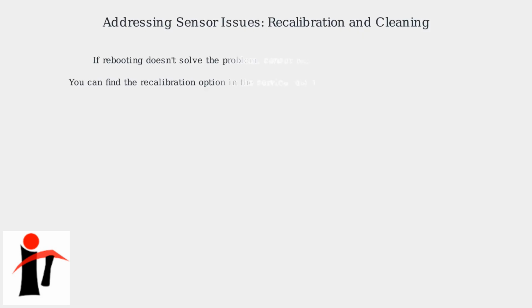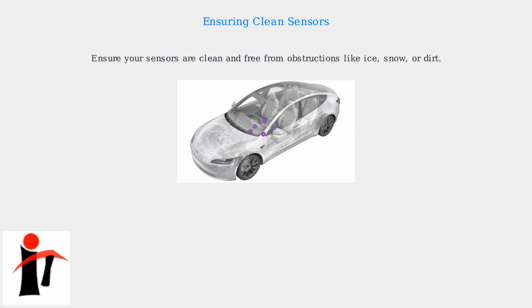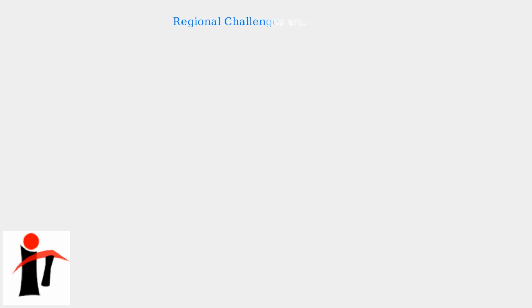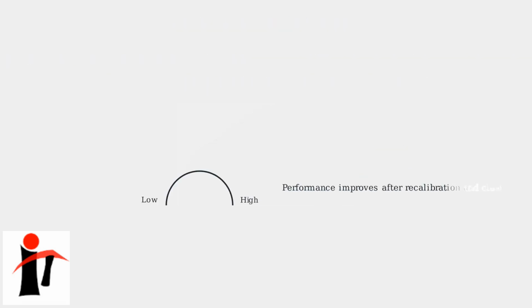If rebooting doesn't solve the problem, sensor recalibration might be necessary. You can find the recalibration option in the service menu or through a Tesla service center. Ensure your sensors are clean and free from obstructions like ice, snow, or dirt. In regions with snowy conditions like Minnesota, a 2025 study showed 40% of visualization issues were linked to icing. Storing your Model 3 in a garage and manual defrosting are potential workarounds. Recalibration and proper cleaning can significantly improve your vehicle's sensor performance, as shown by the increasing reliability meter.